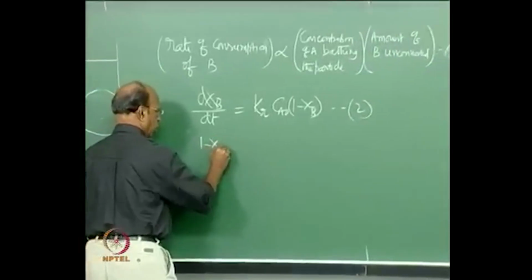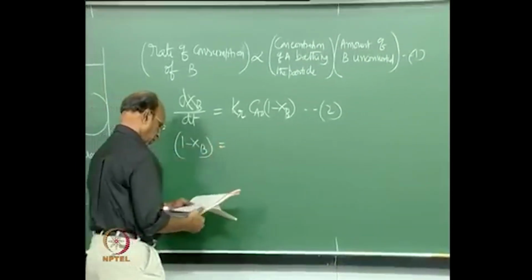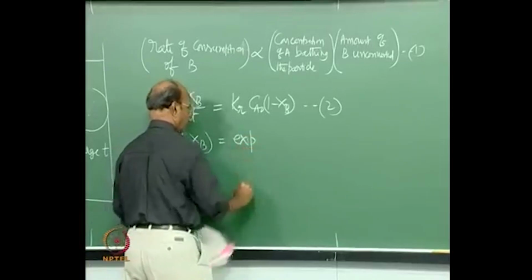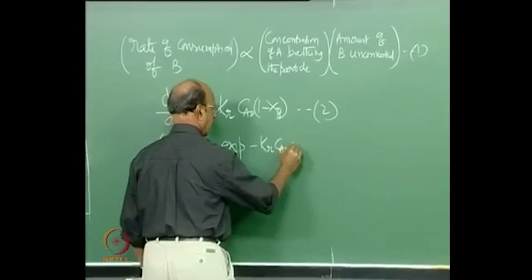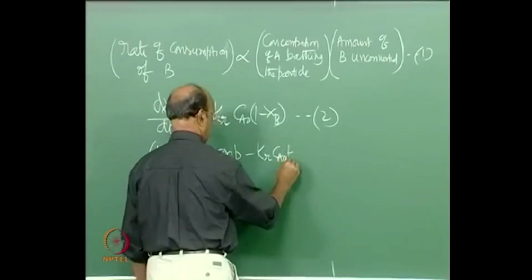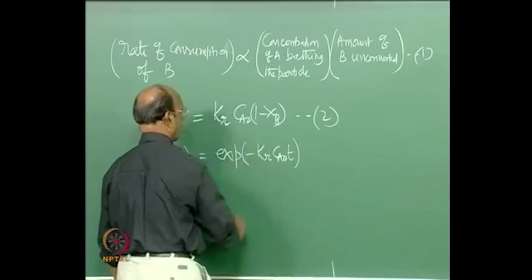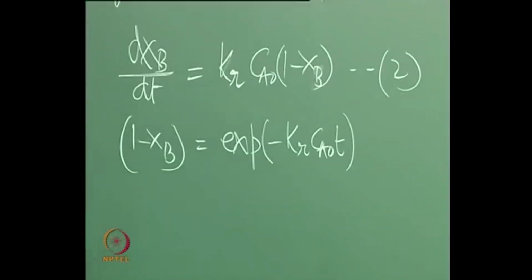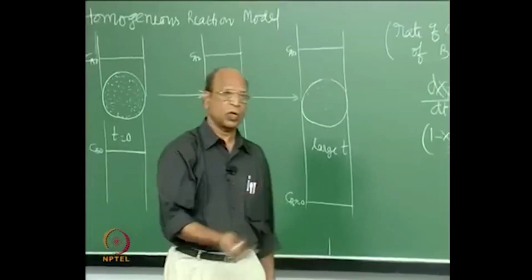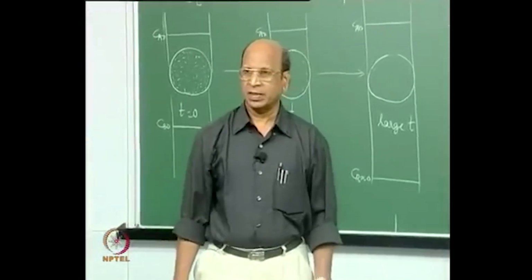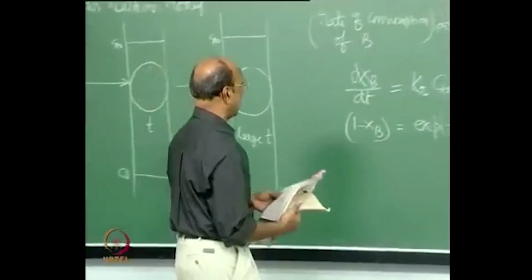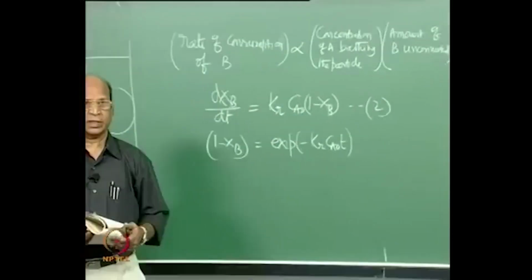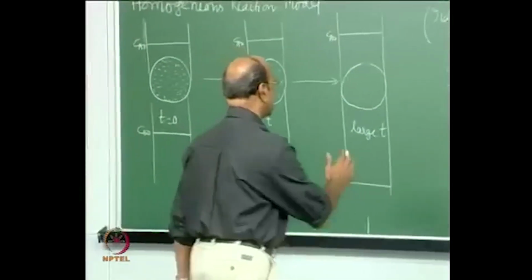and the integral expression for this is 1 minus Xb equal to exponential of minus Kr Ca naught into t. Which one? Amount of B unconverted. Cb naught into 1 minus Xb would be the amount unconverted. Same thing here also. Left side also I have Cb naught, so it gets cancelled. Yeah, same thing. This Xb also will be there, right? So the definition only I have differentiated this side. So you can write the same thing and then you will get cancelled. Okay, good. So this is the simplest equation.